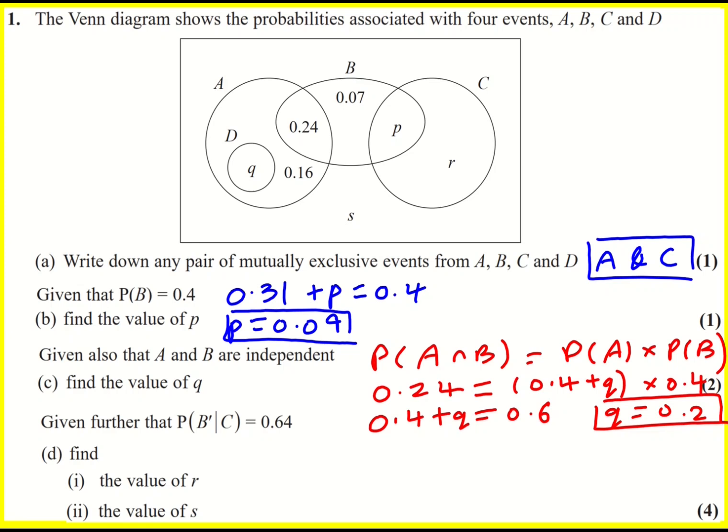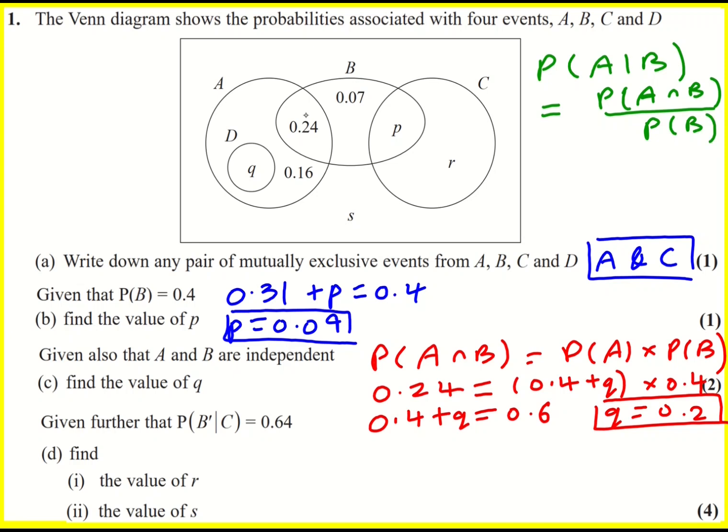Now we're also told that the probability of not B given C is equal to 0.64. And we're asked to find R and S. So this is the last part of the question. So for conditional probability, the probability of A given B, this is just now general events, is equal to the probability of the intersection of A and B divided by the probability of B.